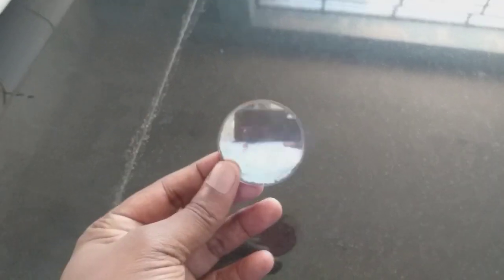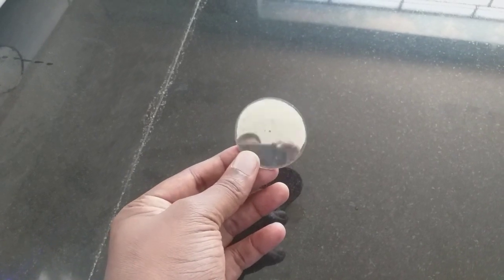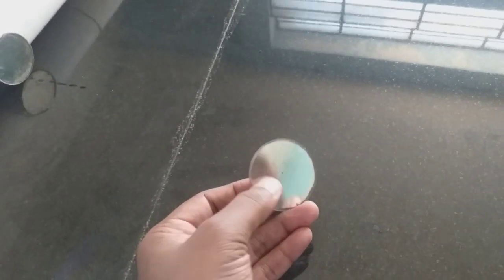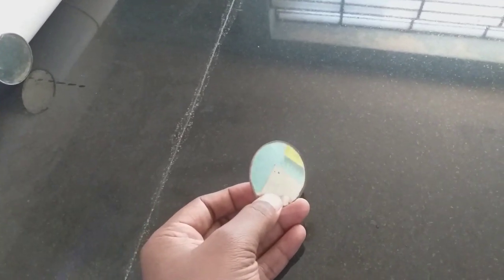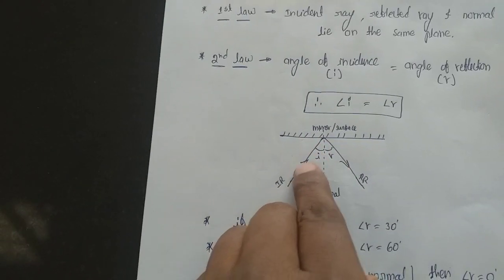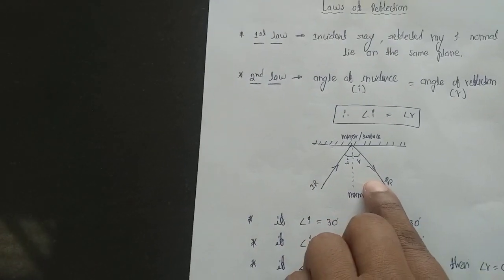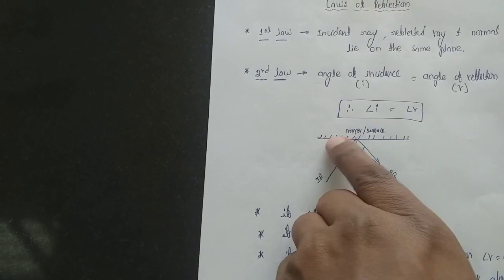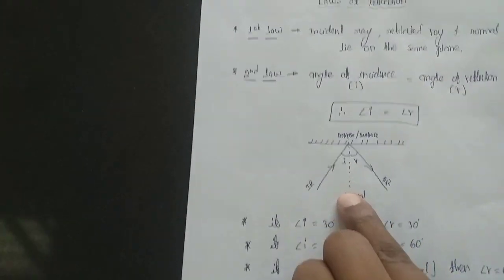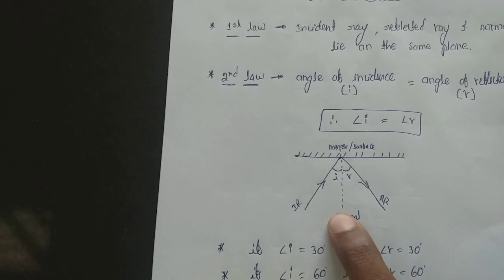And consider that the mirror has a polished surface. This is the polished surface and this is the shaded surface. When the light ray falls on the polished surface, it bounces back, it reflects. Finally, we can conclude that the angle of incidence is always equal to the angle of reflection, no matter which surface or mirror you are using. The laws of reflection are true for all types of mirrors, whether it is a plane mirror, concave mirror or convex mirror.